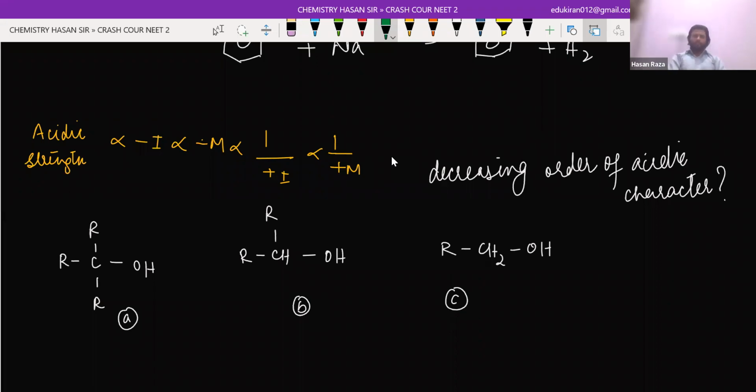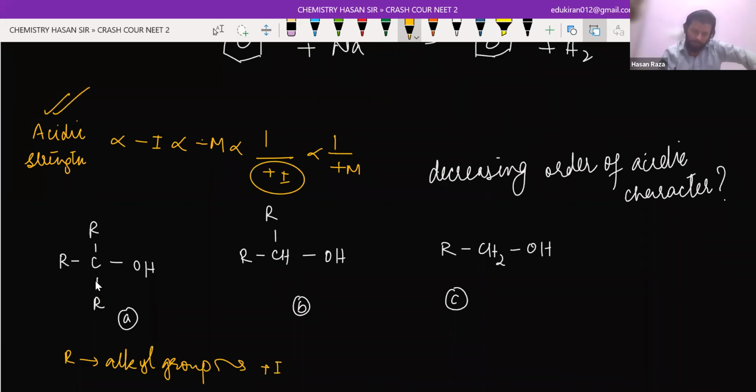Any answer from anyone of you? See, I'm going to explain. You know that R is an alkyl group. If you remember in GOC, I told you that this alkyl group by default has a plus I effect, and plus I effect is inversely proportional to acidic strength. In tertiary alcohol, this carbon is getting plus I from three sides. That means it is decreasing its acidic strength. This is getting it from two sides and this is getting it from one side. So this will be the acidic character order. Is that clear?